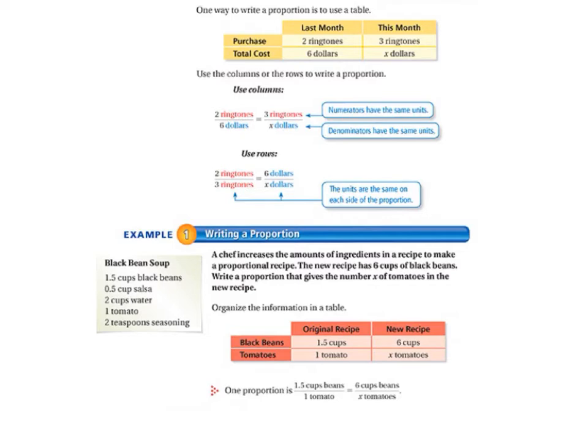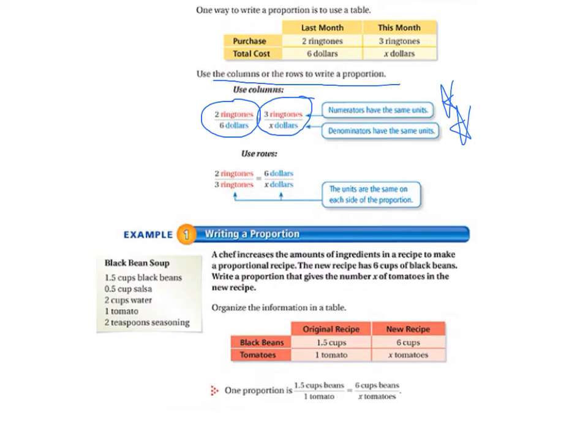One way to write a proportion is to use a table. If you look at the table here, it has the ringtones over the dollars. So it has 2 ringtones over $6 and 3 ringtones over X dollars. So the numerators have the same units and the denominators have the same units. It says use the columns or the rows to write a proportion.